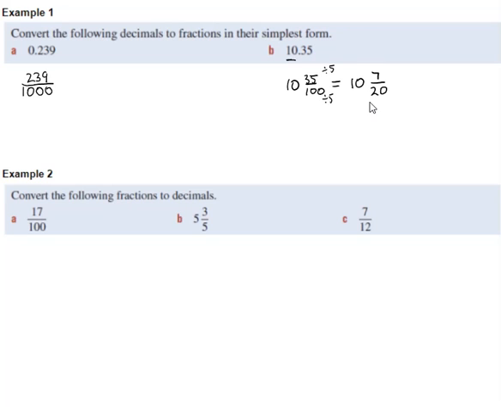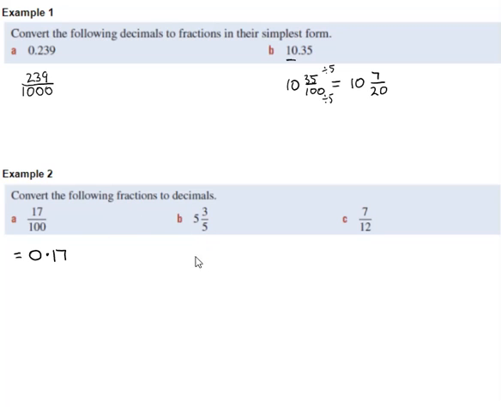Alright, so example 2. Convert the following fractions to decimals. Well, we have got a fraction with 100 on the bottom, which makes it easy. So that means we need a decimal with 2 decimal places. We don't have a whole part, so the whole part is 0. We need 2 numbers after the decimal place, and we have 2 numbers in our numerator, so it's very simply 0.17.